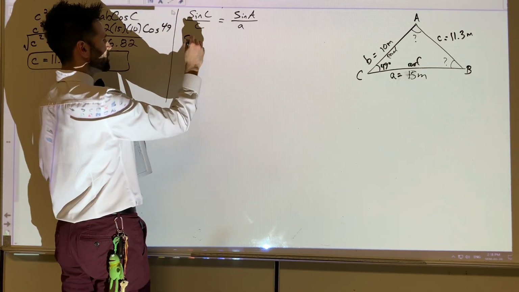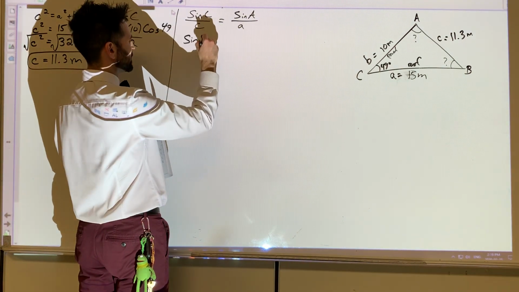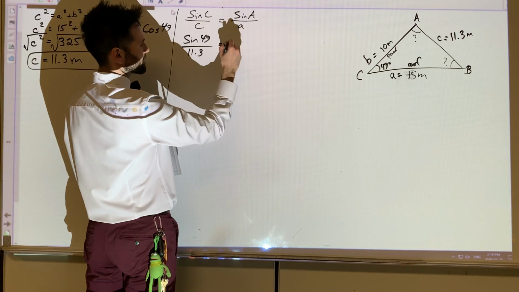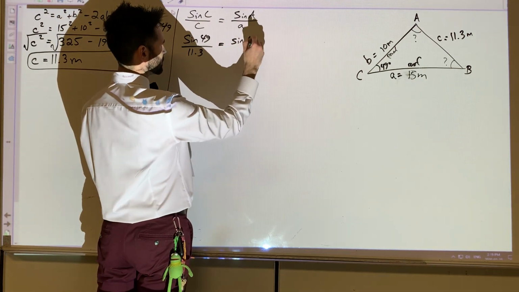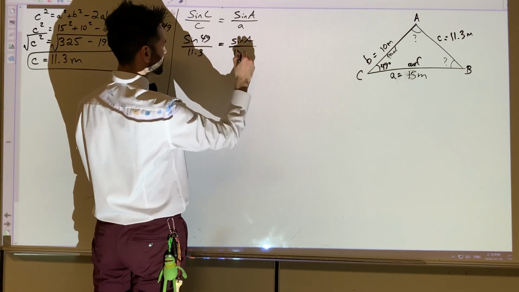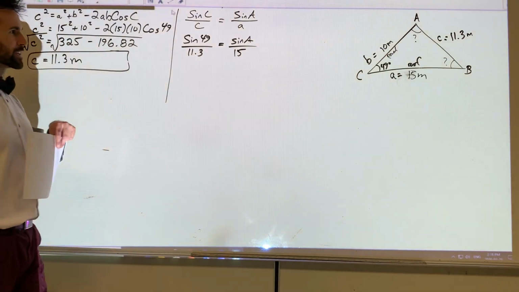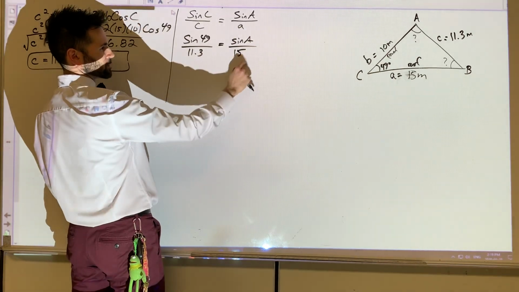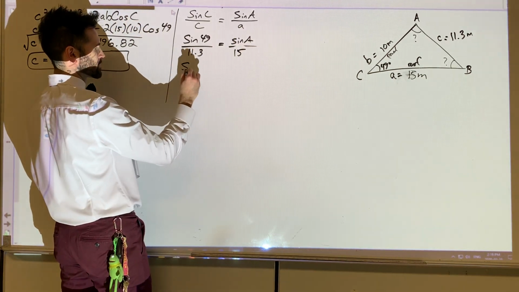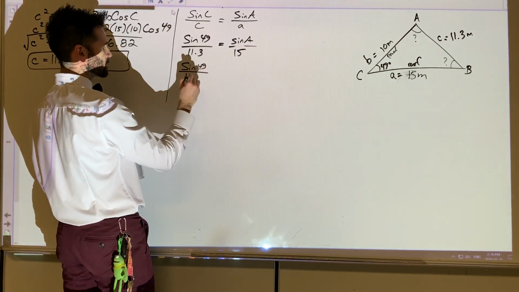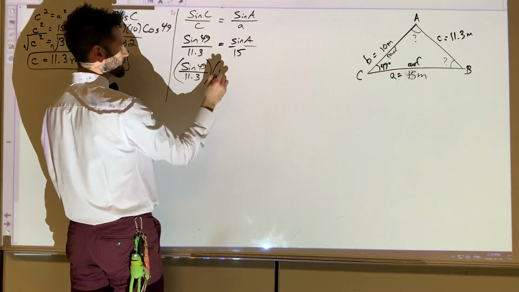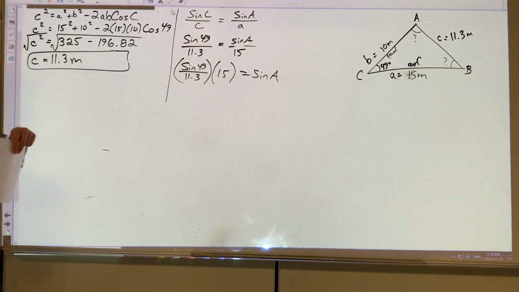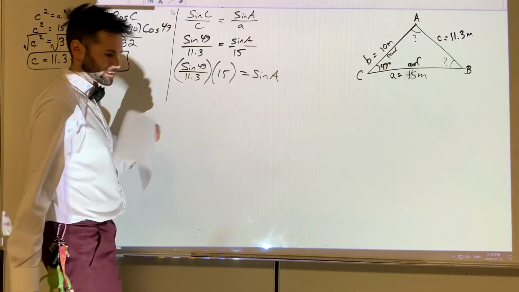So we know sine C is sine 49, and we know that side C is 11.3, and then for sine A, well, that's what we're looking for, but length A is 15. Okay, now, just like yesterday, if you set it up like this with the thing you're looking for on the top, you just got to multiply both sides by 15. So you're going to go sine 49 over 11.3 times 15, and that will be sine A. So you could pop that in on your calculator.